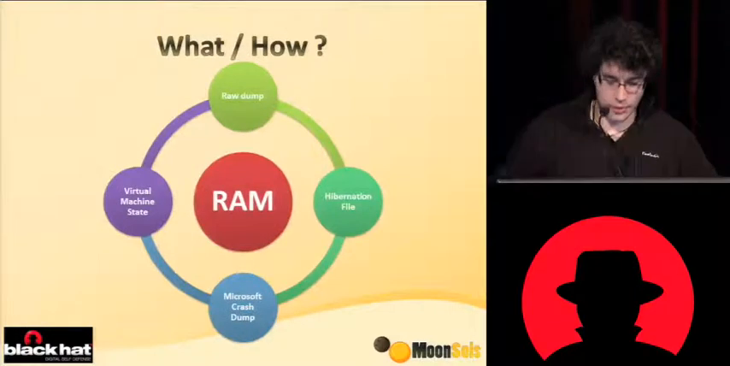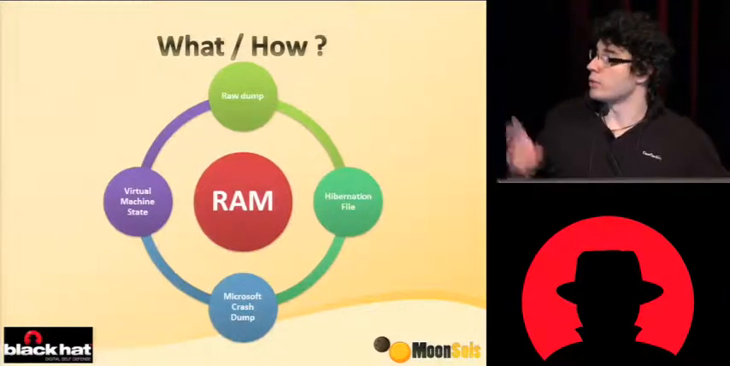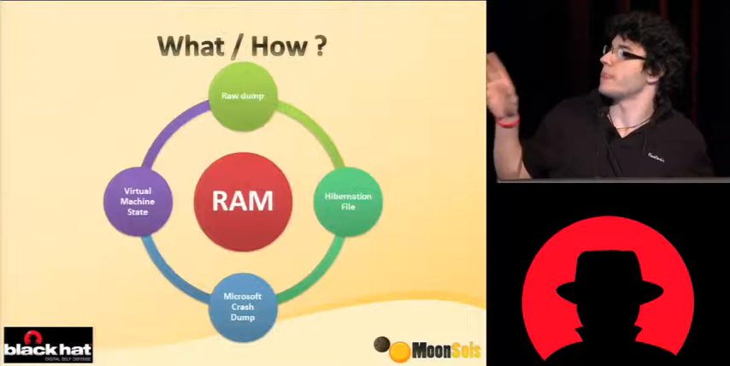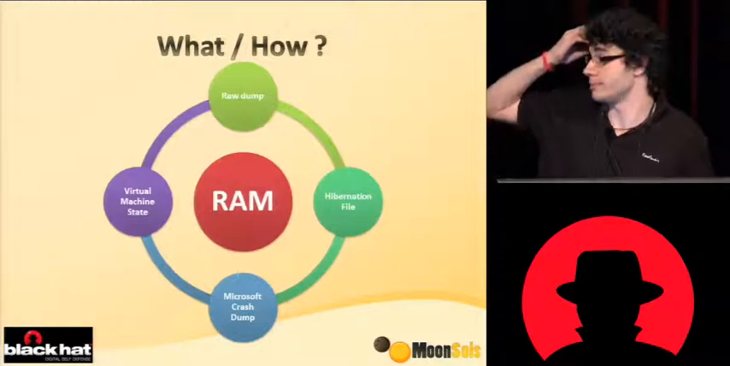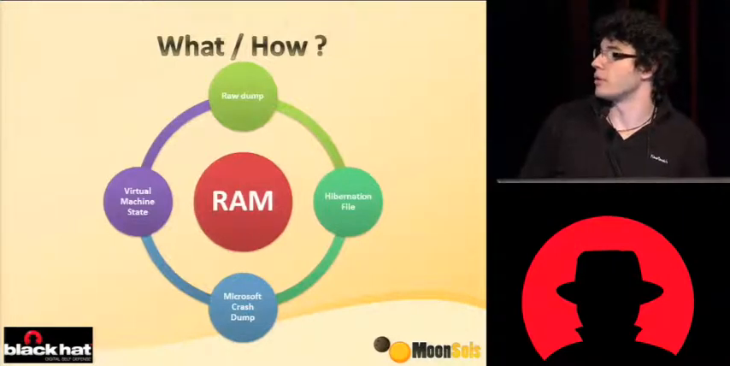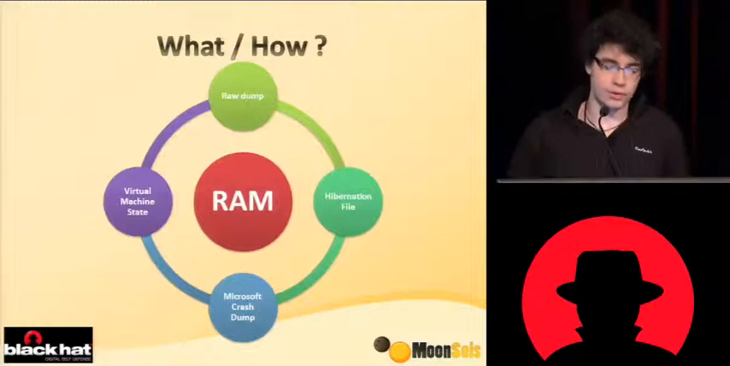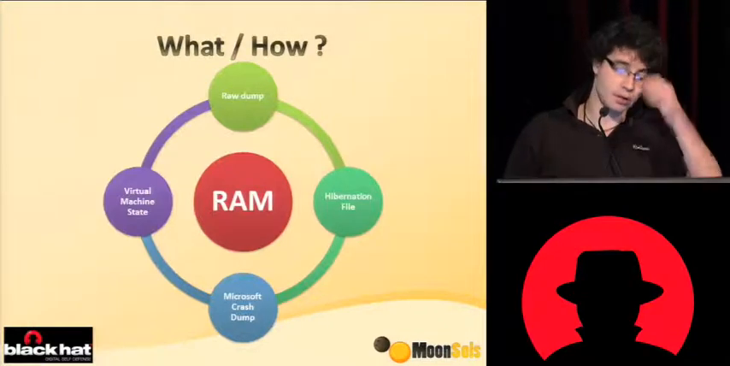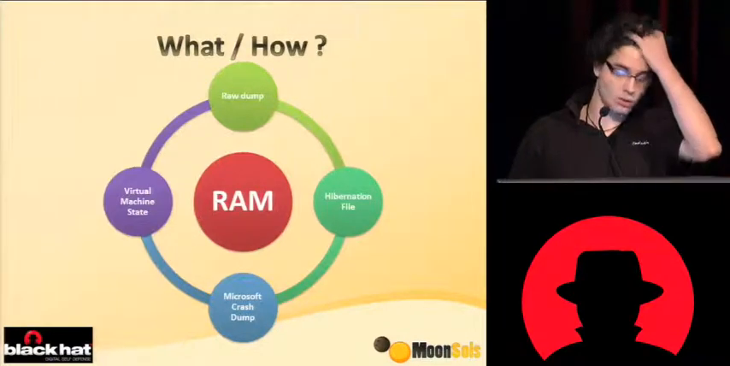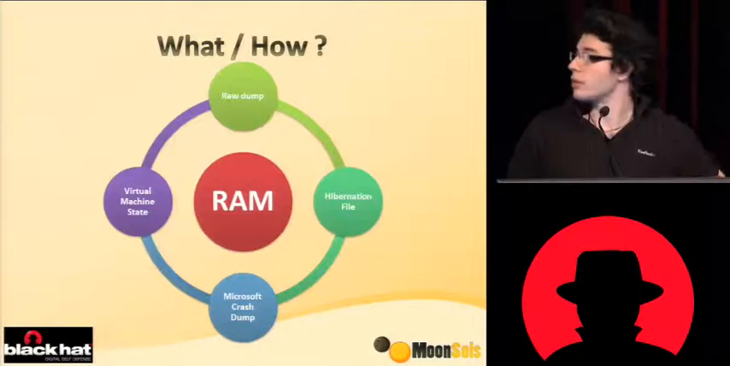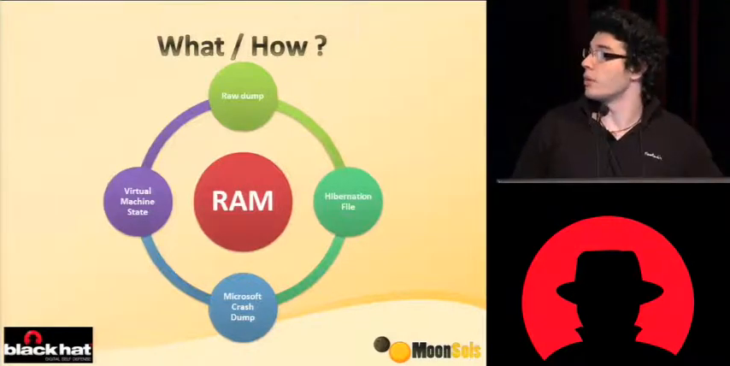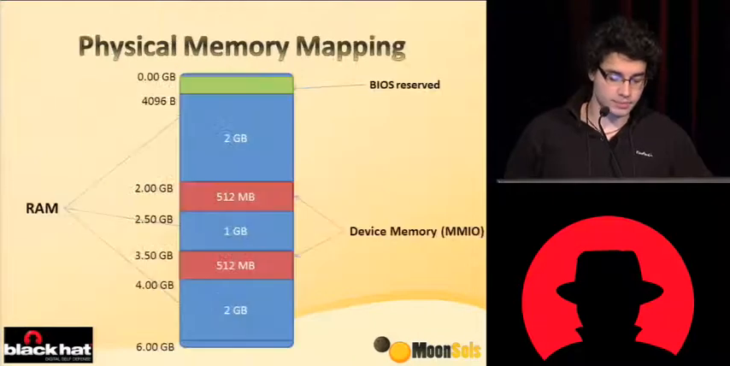So again, we are going to focus only on the three circles: the raw dump, the hibernation file, and the Microsoft crash dump. We will see how to get a Microsoft crash dump from either a raw dump or a hibernation file.